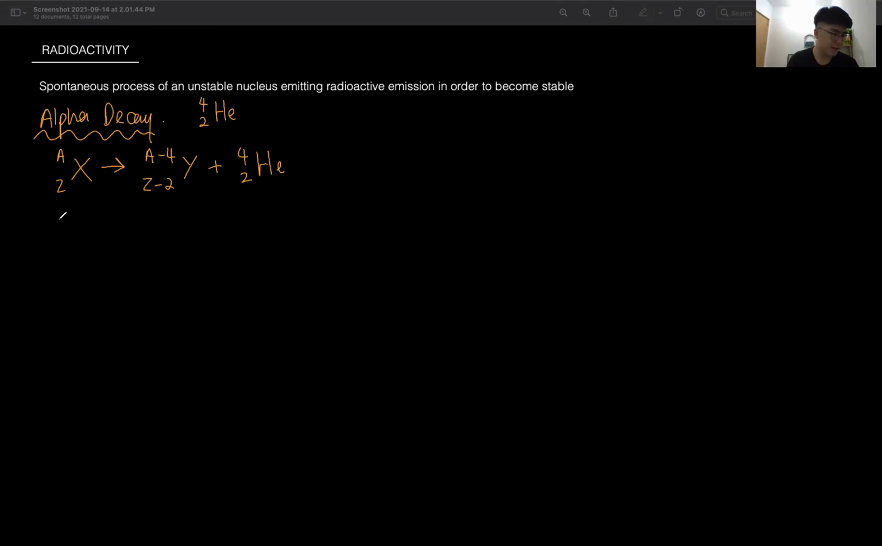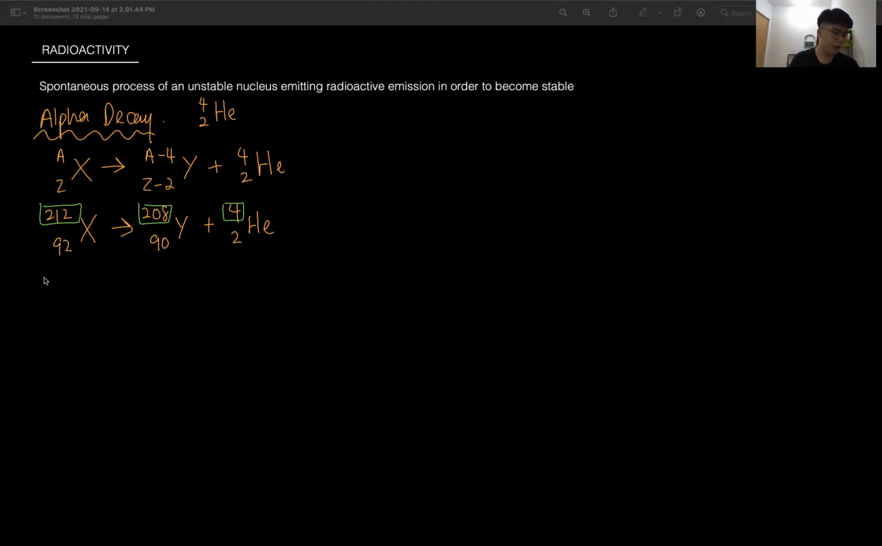Let's say for example we have 212, 92. After alpha decay, this 212 minus 4 becomes 208, 92 minus 2 becomes 90, and maybe we use Y, plus 4 2 He. Another example for you. Make sure that both sides are balanced. So 212 here, make sure this adds up to this one, you get 212. Same for this one, 92, 90, and 2.